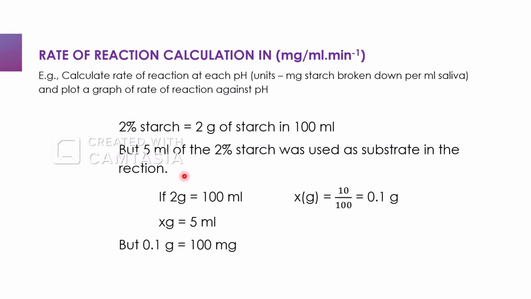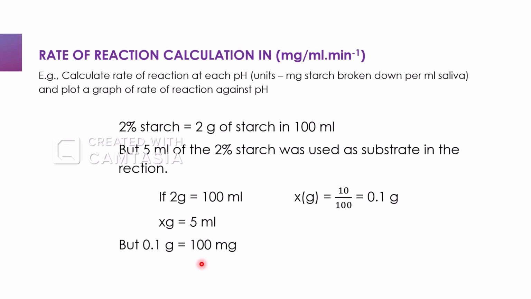So what we are going to do is that we are going to equate the 2%, which is 2 grams equals 100. So if 2 grams is equal to 100, which is for the 2%. But then how many grams of starch will be in the 5 mils of the substrate that was used? So making S the subject over here, we'll get S in grams to be 10 divided by 100. So we'll get 0.1 grams over here. But we are to express our result in milligrams per mil. So the next thing to do is that we will convert the 0.1 grams into milligram, and if you convert this, we will get 100 milligrams.